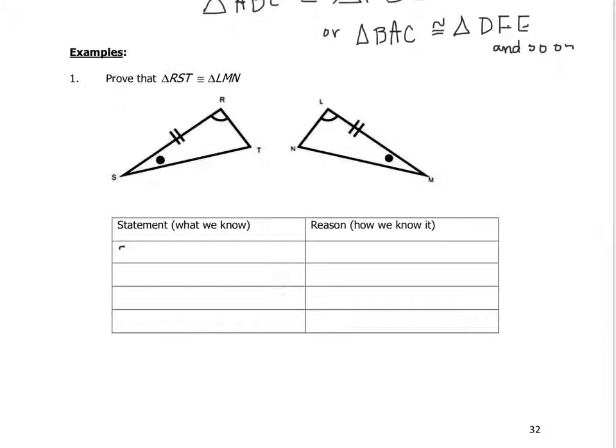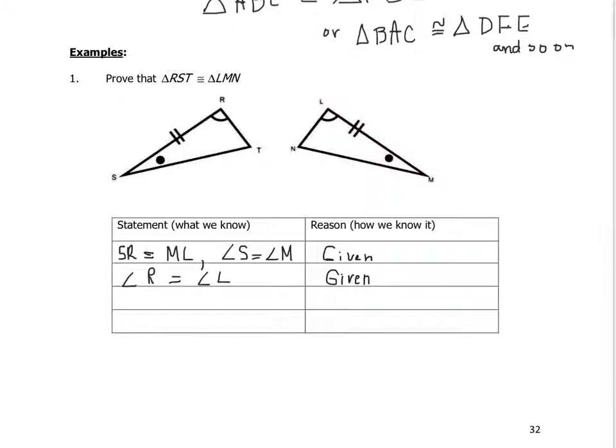So SR is equal to ML, and you can do it as two separate statements or as one. I'm just going to do it as one statement here. And I have angle S, excuse me, angle S equal to angle M, and that's given. And I have one more, sorry. And angle R equal to angle L. That's given as well.